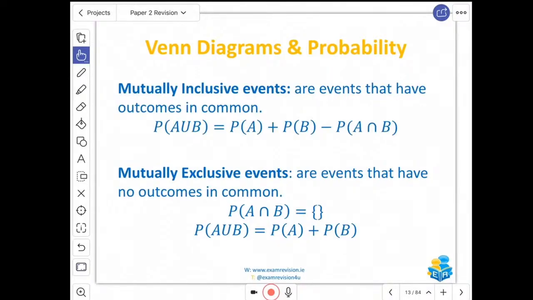Now, to be honest with you, most of the time we don't call things mutually inclusive. We just say there are two things happening, and these are events that have outcomes in common. This is the one you may have looked at when you started doing probability, even in your Junior Cert, maybe with Venn diagrams, where you looked at some examples of mutually inclusive events.